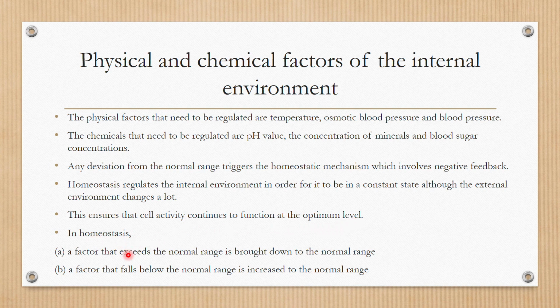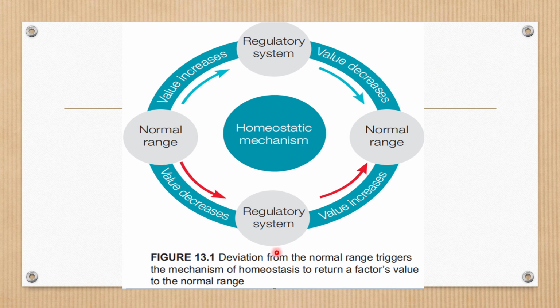So in homeostasis, a factor that exceeds normal range has to be brought down to the normal range, and a factor that falls below the normal range has to be increased to the normal range. Now let's look at if deviation happens, and this is the normal range. Deviation means if it goes above or below the normal range. So this regulatory system, which is the homeostatic mechanism, will work to always ensure that the factor value is always maintained at this normal range.